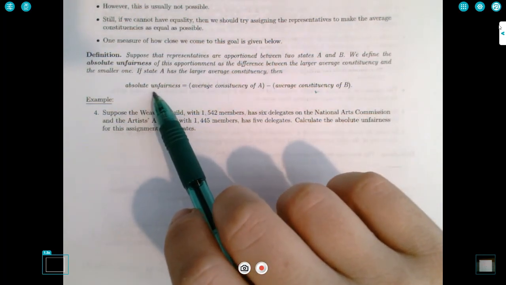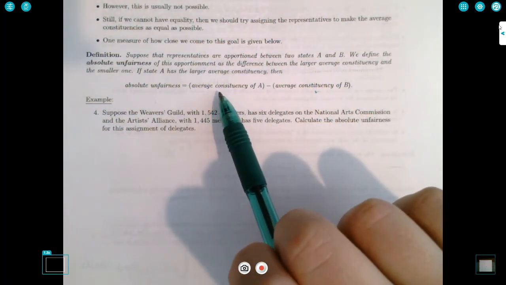Number 4 here says, suppose the Weavers Guild with 1,542 members has 6 delegates on the National Arts Commission, and the Artists Alliance with 1,445 members has 5 delegates. Calculate the absolute unfairness for this assignment of delegates. Okay. Well, in order to calculate the absolute unfairness, first we need the average constituency of each of the groups.